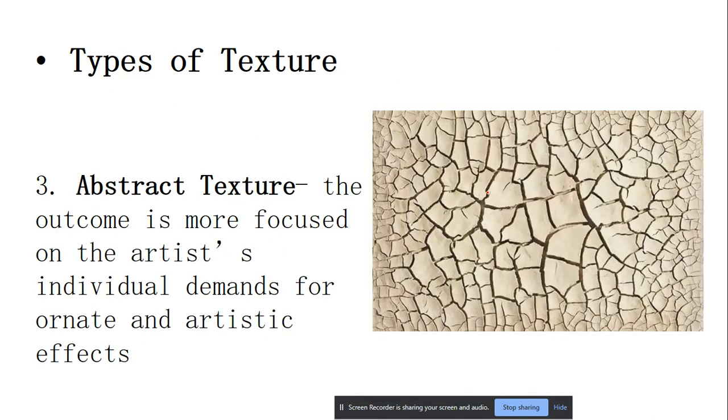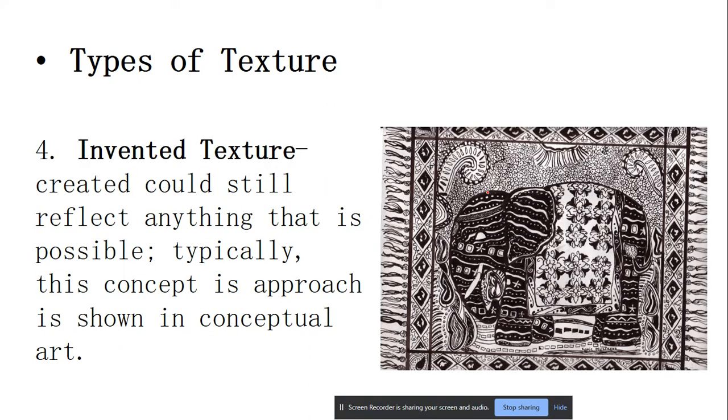Okay, and we also have this abstract texture. The outcome is more focused on the artist's individual demands for ornate and artistic effect. This one, the abstract. And we have the invented texture. Created could still reflect anything that is possible. Typically, this concept is approach shown in actual art.